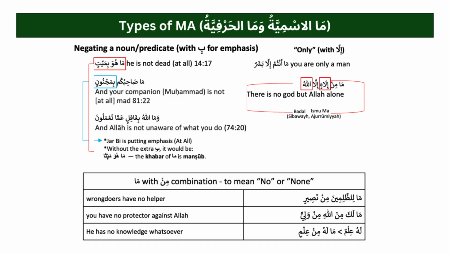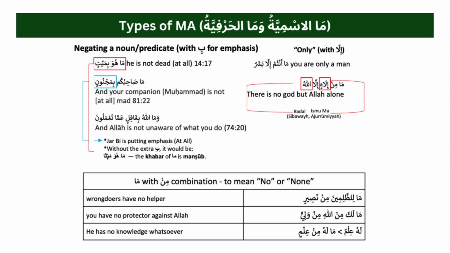Then the slide gives another important expression under the heading only, with illa. The example is, ma min ilahin illallah. There is no God but Allah alone. This is a strong structure of negation and exclusivity. The meaning becomes no God except Allah. So the sentence combines negation with exclusion.